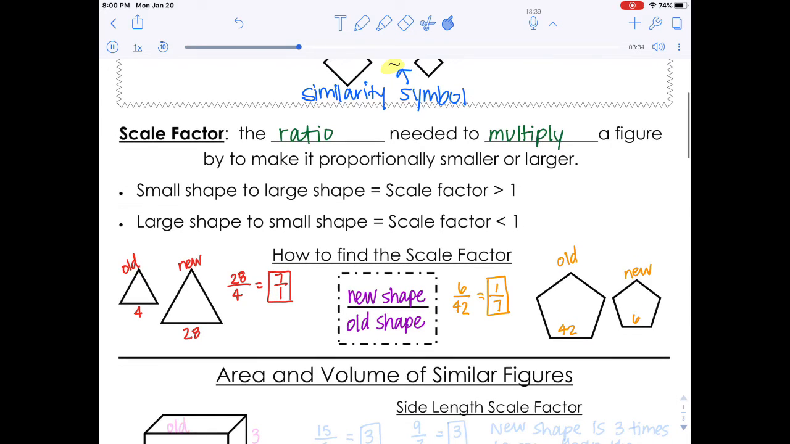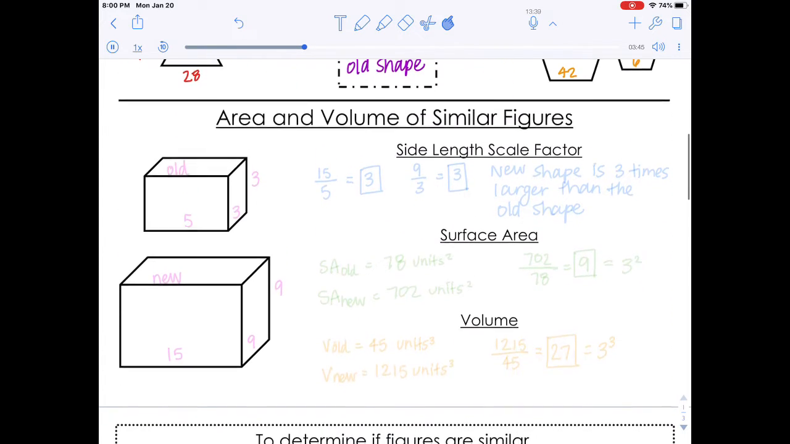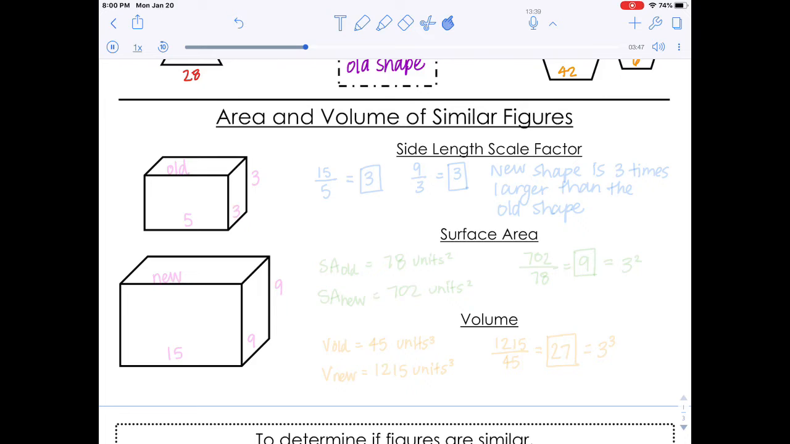So we're just going to go ahead and call this smaller prism our old shape, and the larger one our new. We started out with the smaller one, we made it get bigger, so we know that the scale factor we're going to find for the side lengths is going to be, let's say the side lengths of our old one are 5 by 3 by 3, and of our new one are 15 by 9 by 9.